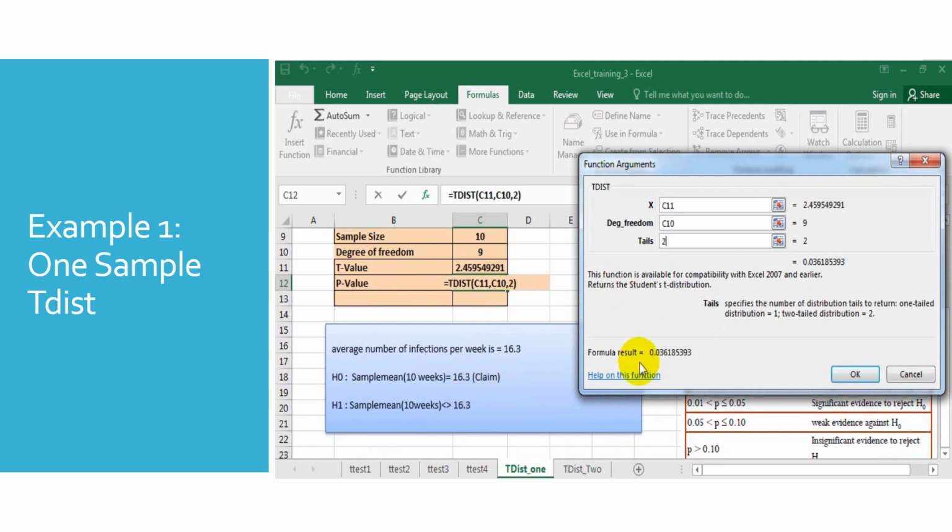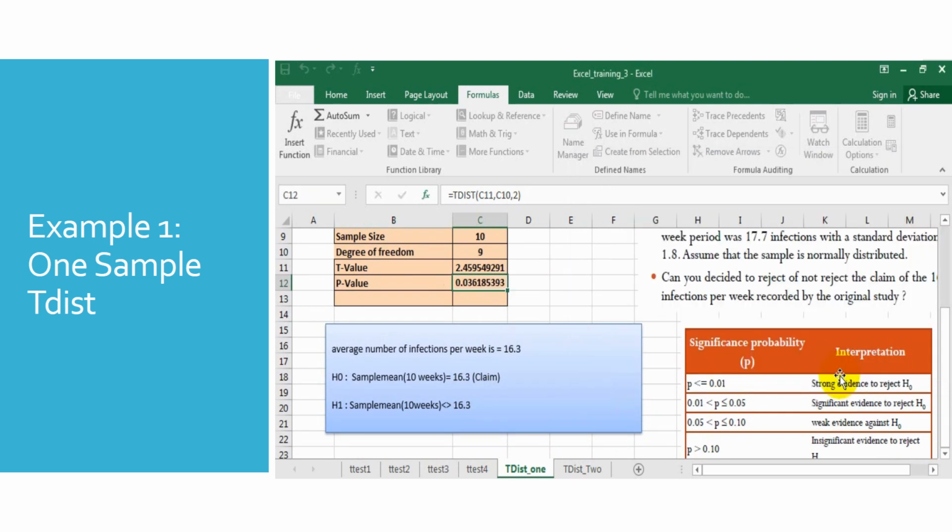Here, the number of tails is 2 as we said before, because H1 does not equal, and greater than or less than are not mentioned in the question. Now the p-value is 0.036. We go to the significance probability table, p-value, then our decision will be significant evidence to reject H0.